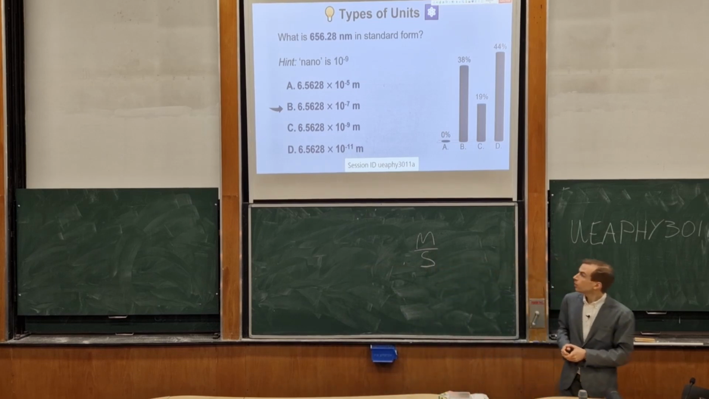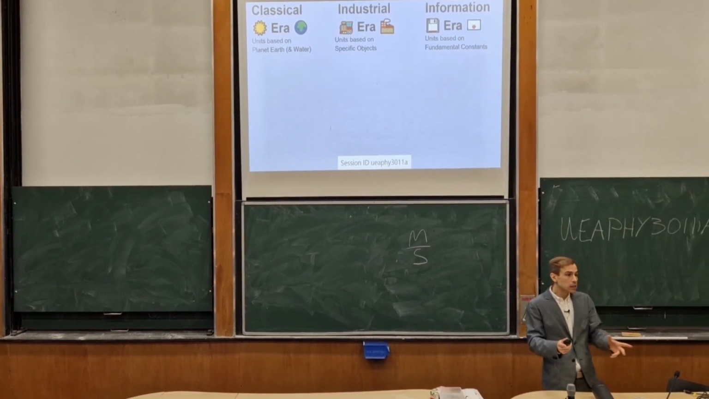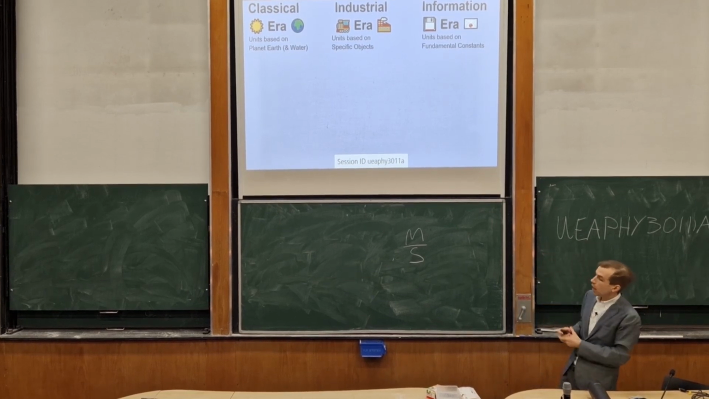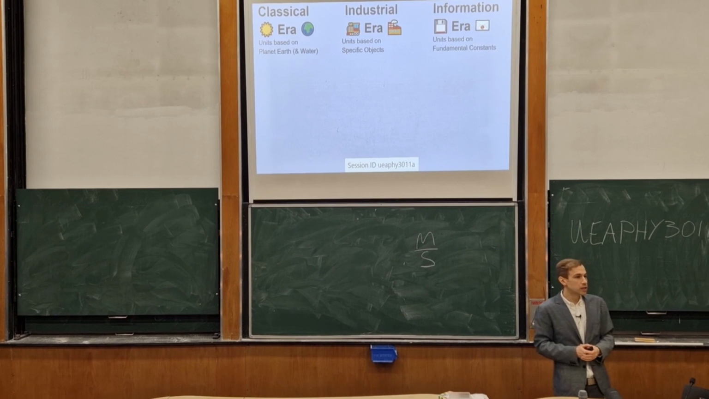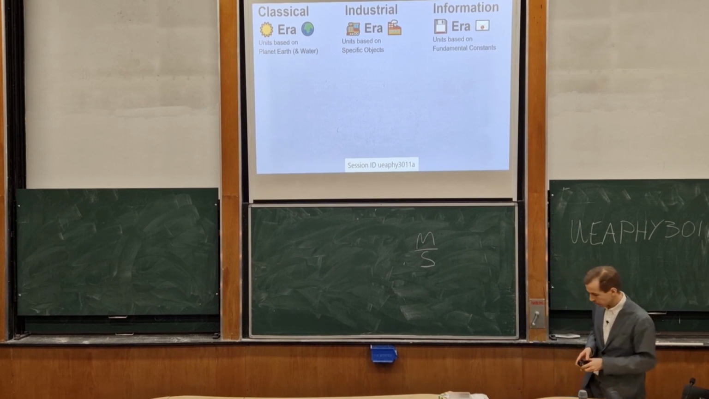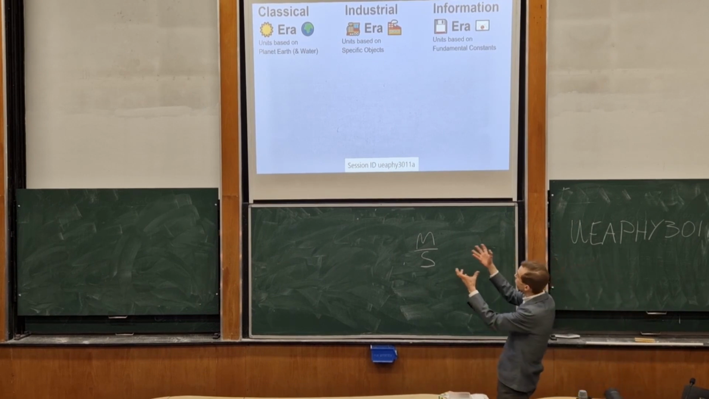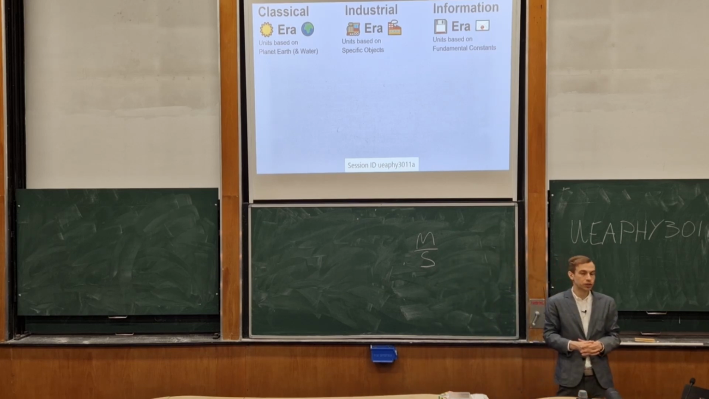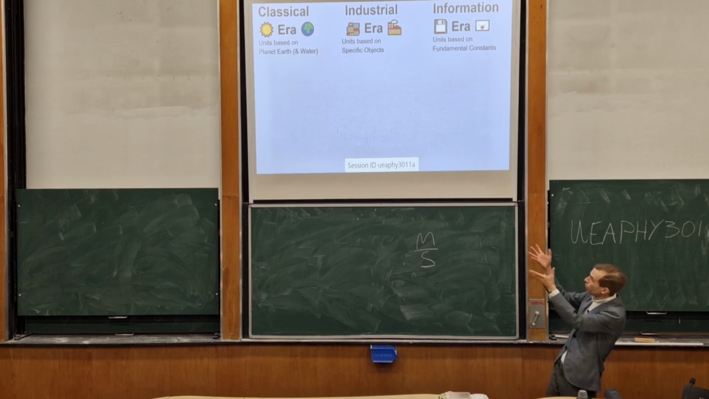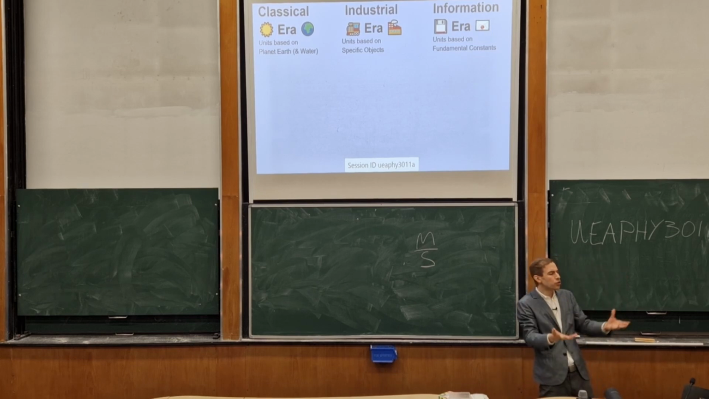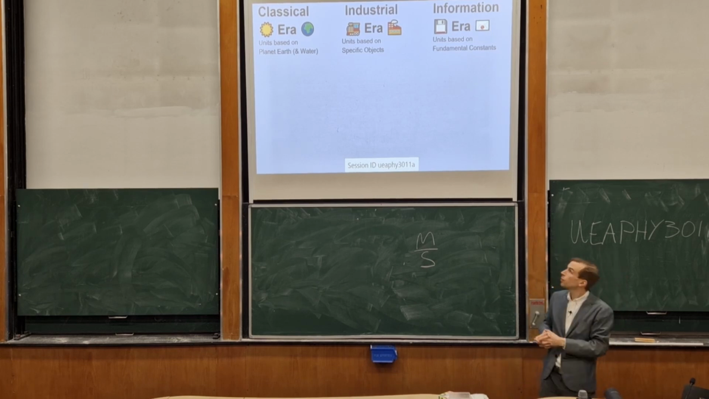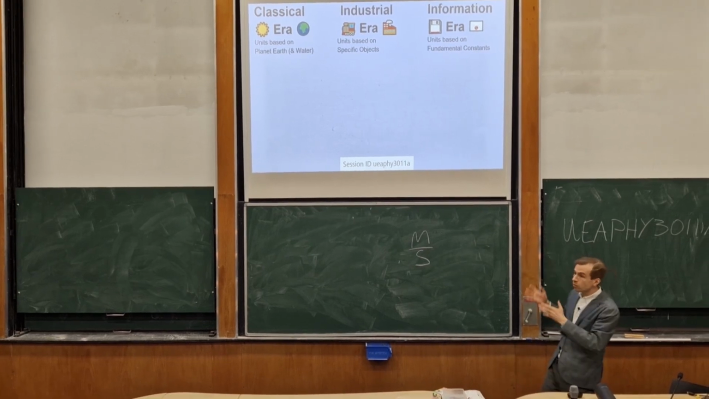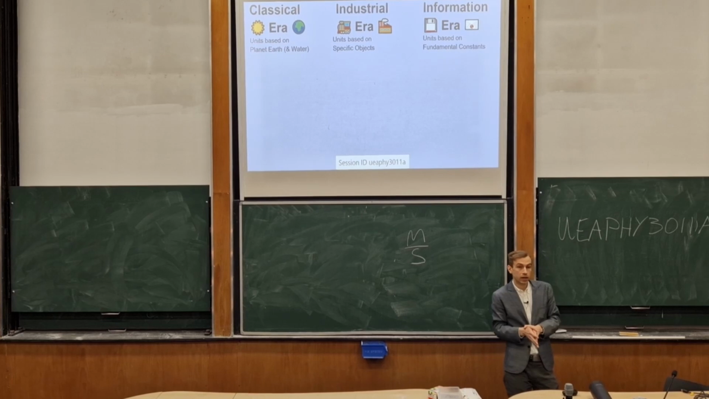Okay, so the last slide I want to share with you guys for today is just a little bit about where these units come from. And I think you can informally divide these units into 3 different situations here. So you've got what I call the classical era, when these units were first defined, and then what I call the industrial era, and then the modern era, the information era.